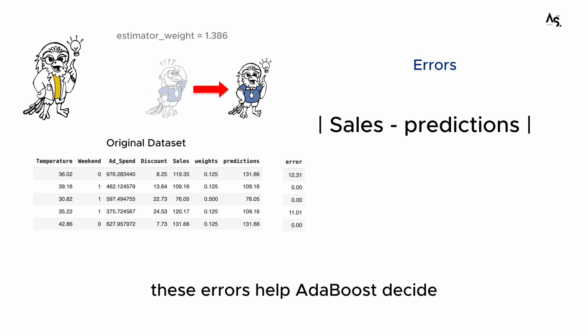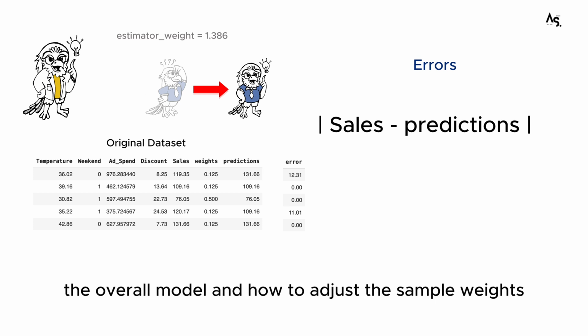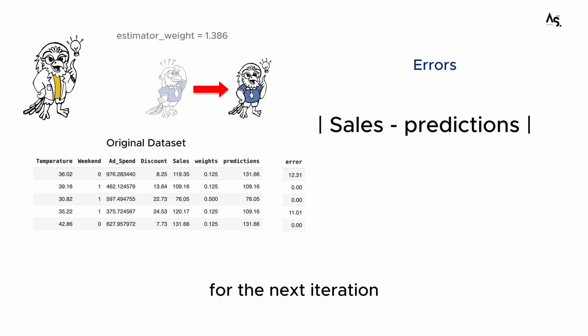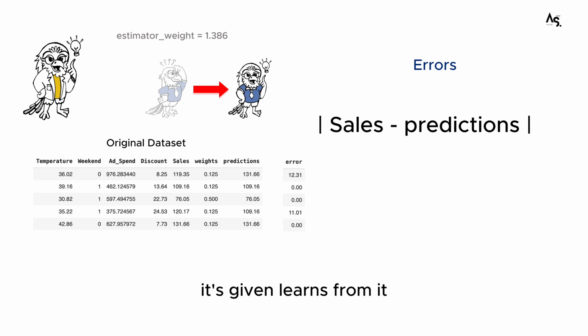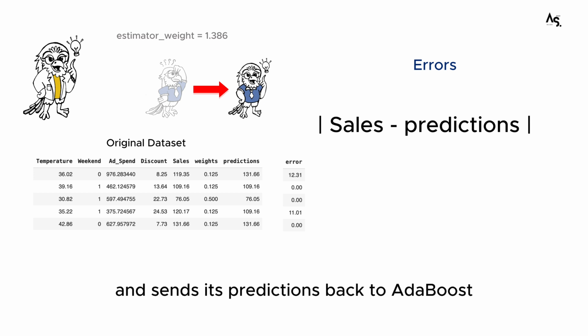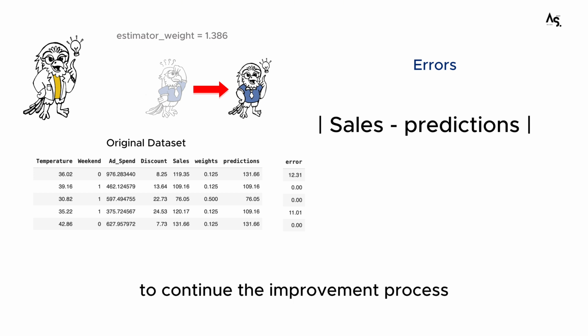These errors help AdaBoost decide how much weight to give this detective in the overall model and how to adjust the sample weights for the next iteration. So, in essence, the junior detective focuses on the sample dataset it's given, learns from it, and sends its predictions back to AdaBoost to continue the improvement process.